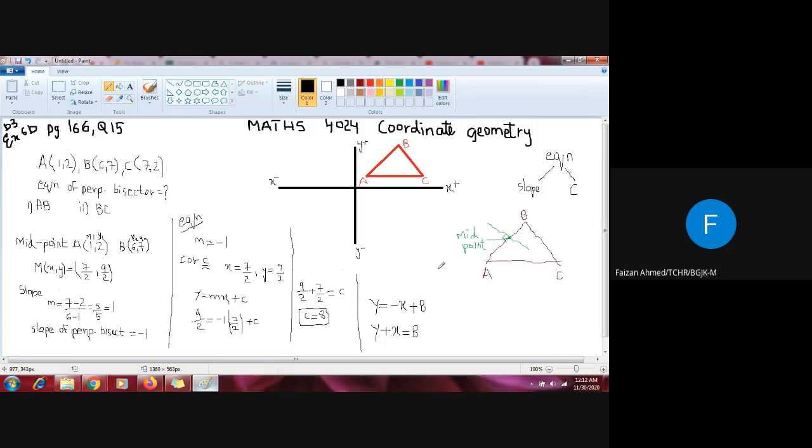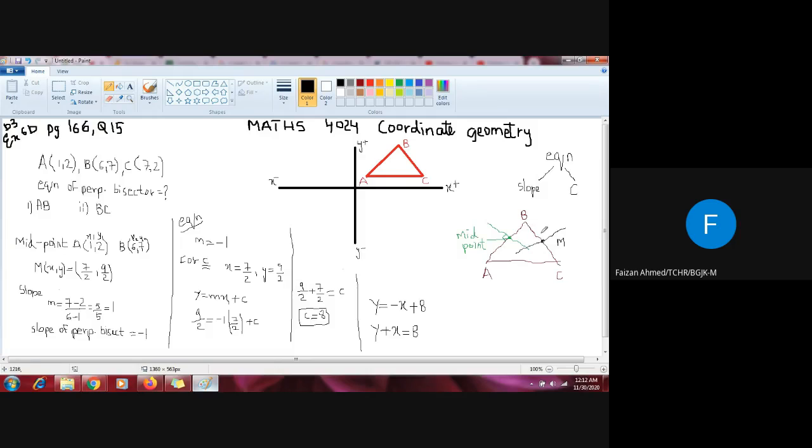The second part is you have to find the equation of the perpendicular bisector of BC, and now it's your turn to try this part, and you have to follow the same procedure. First you have to find the midpoint, and since this is side BC, I will draw a line like this. This is basically the perpendicular bisector of BC, and this is the midpoint. So you have to find the midpoint first. The coordinates of B are 6, 7, and the coordinates of C are 7, 2. So first you will find the midpoint, and then you will find the slope of BC.